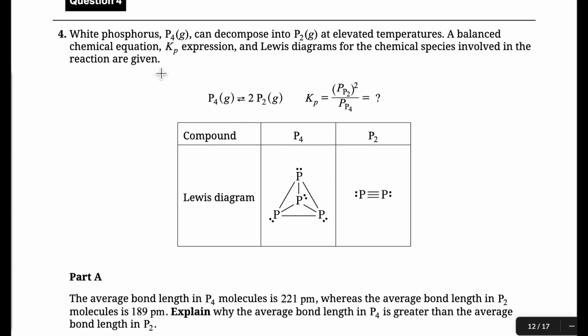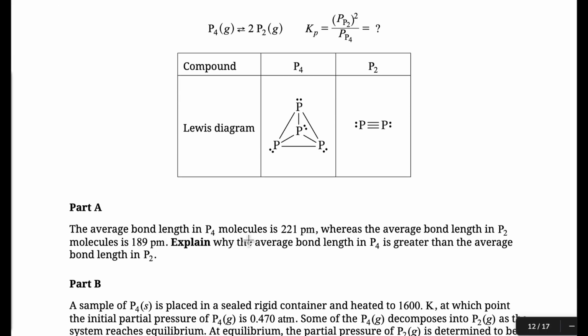Question 4. White phosphorus, P4, can decompose into P2 at elevated temperatures. A balanced chemical equation, Kp expression, and Lewis diagram are given. Part A says the average bond length in P4 molecules is 221 picometers, whereas the average bond length in P2 is 189. Explain why the average bond length in P4 is greater than that in P2. So all it's asking is, why are the bonds in P4 longer than P2?